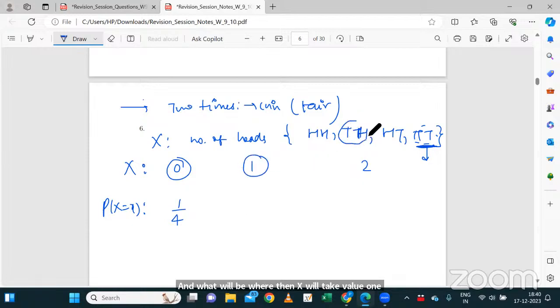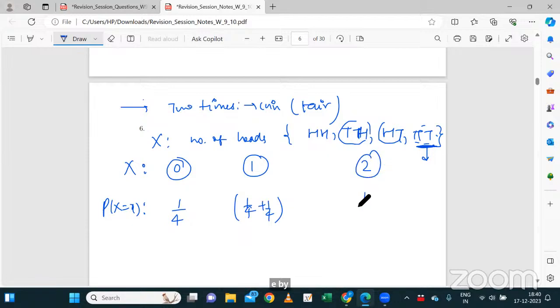2/4. There are two cases, this one and this one, so 1/4 plus 1/4, which is 2/4. And what is the weightage in this case, when x is 2? 1/4.